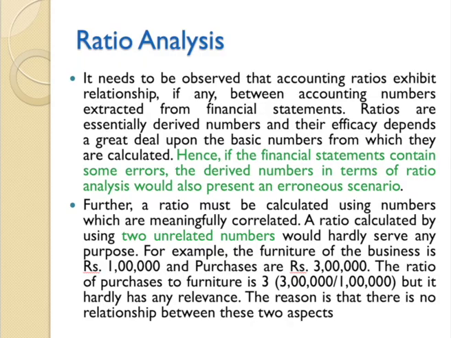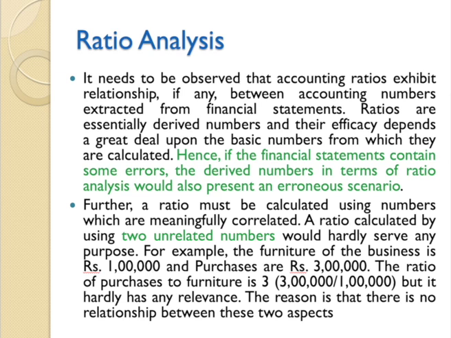And also, my dear students, you should keep in mind a ratio must be calculated using numbers which are meaningfully correlated. For example, a ratio calculated by using two unrelated numbers would hardly serve any purpose. For example, the furniture of a business is rupees 1 lakh and purchases are 3 lakh. You calculate purchases to furniture ratio, 3 lakh divided by 1 lakh, you get 3. But what is the purpose of calculating purchases to furniture ratio?